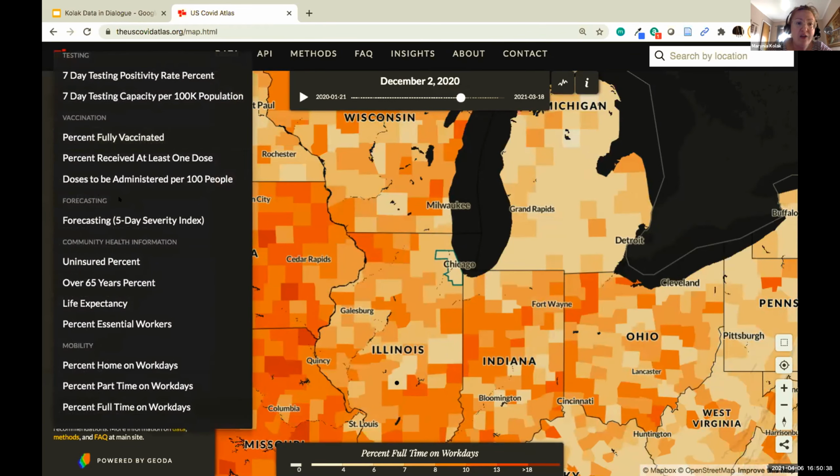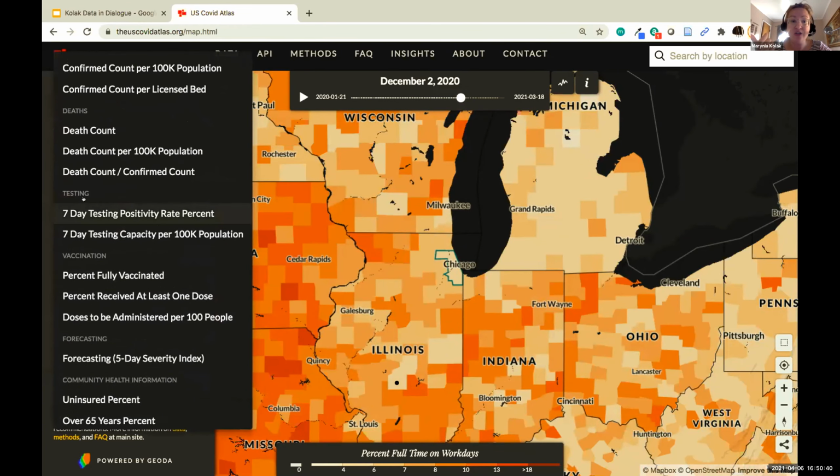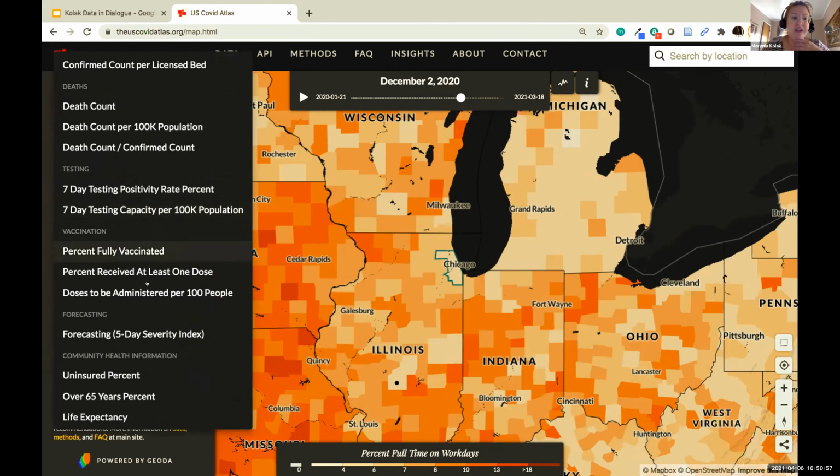And then finally, other variables you can use to test your hypotheses would be things like the testing positivity rate, testing capacity, right? You can use that to see whether, at the very beginning, it is because of testing or because there's just more COVID cases. It turns out there's a bit of both happening at different time periods.